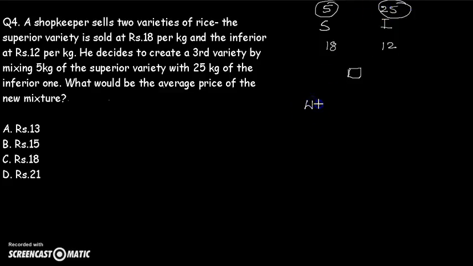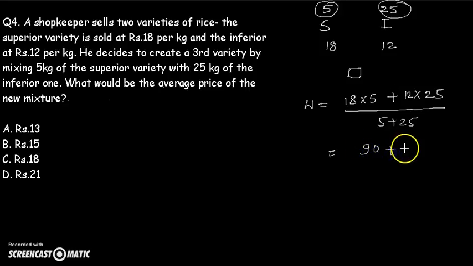So using the weighted average, we can find out what is the price. 18 multiplied by 5, which is the weight, plus 12 multiplied by the weight of inferior rice, divided by total weight, which is 5 plus 25. So you can say this is 90, this is 300, by 30. This will give you 13. So 13 is the average price of the new mixture.